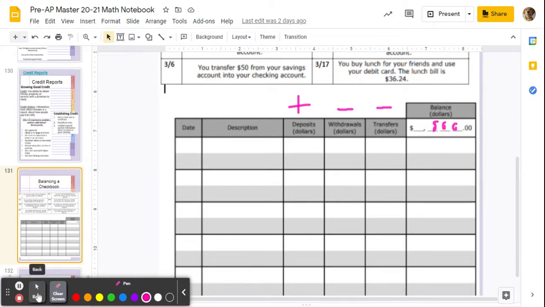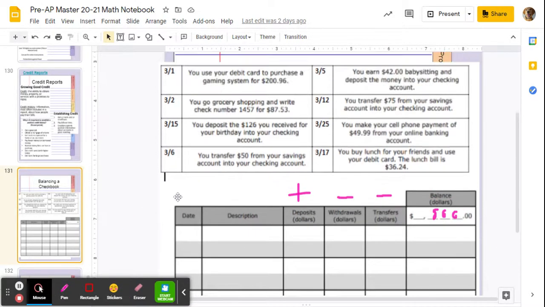So if we look at these dates here, we have March 1st, March 2nd, March 15th, March 6th, March 5th, March 12th, March 25th, March 17th. We're going to have to go in order. So obviously March 1st comes first. So in date, I'm going to put 3-1 for March 1st.